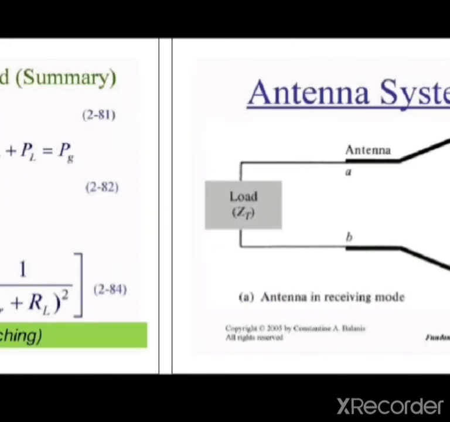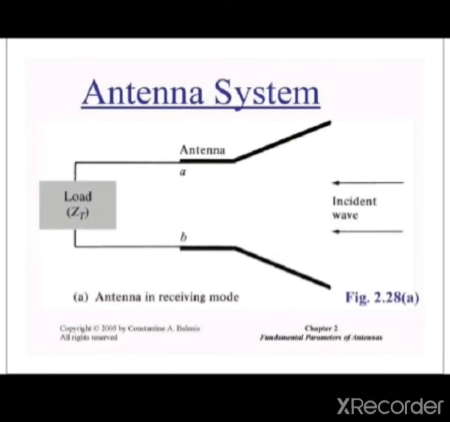So we will take it like this. This is an antenna system. You already know the incident wave, how it comes over here, and the load here, the antenna in receiving mode. Previously what we taught was the transmitting mode, and this is the receiving mode. A similar antenna will be there, and the reverse process will be applied here.